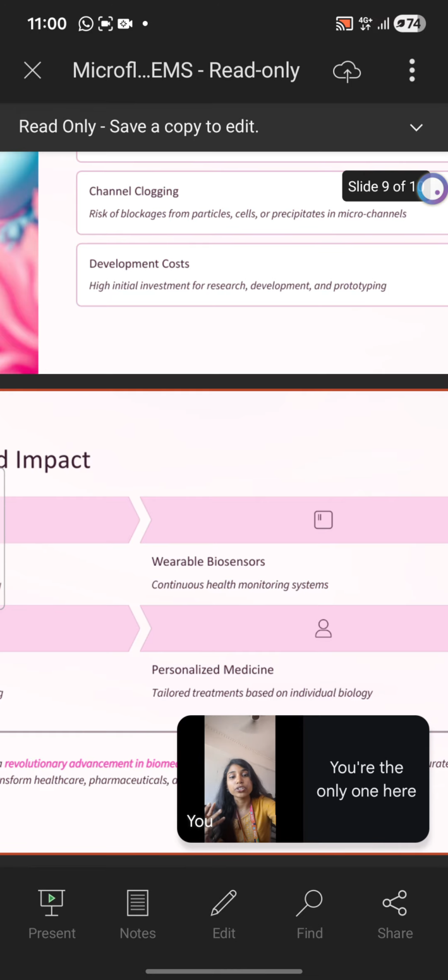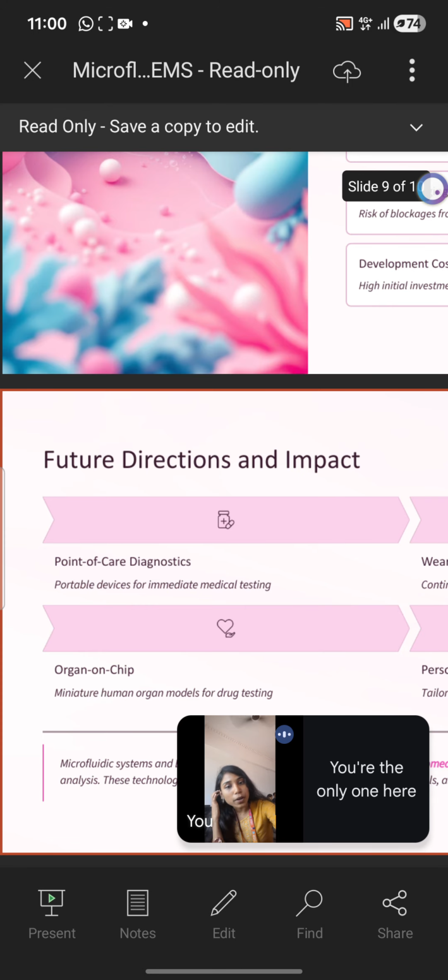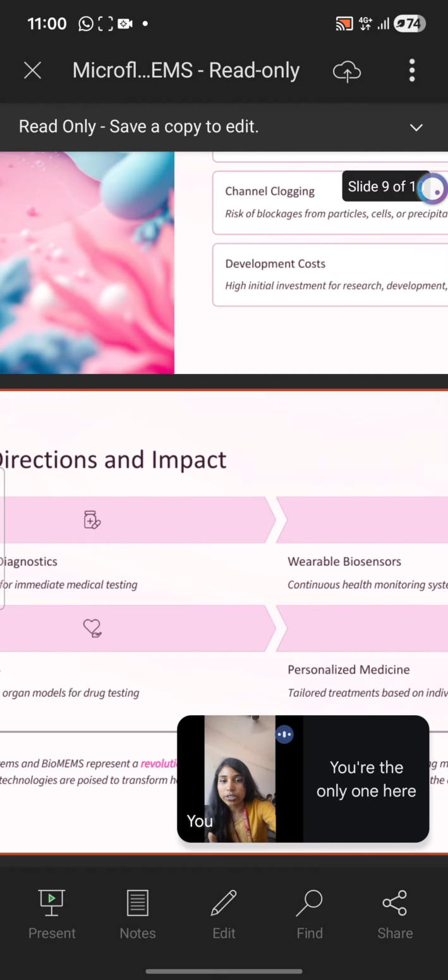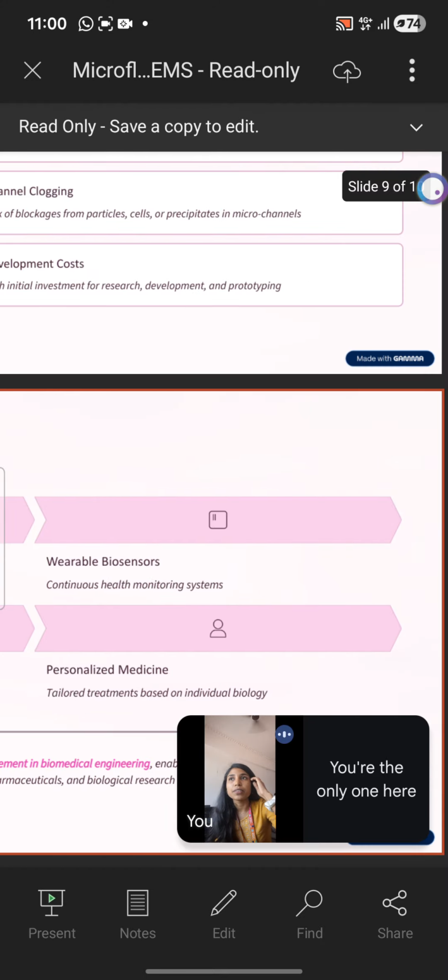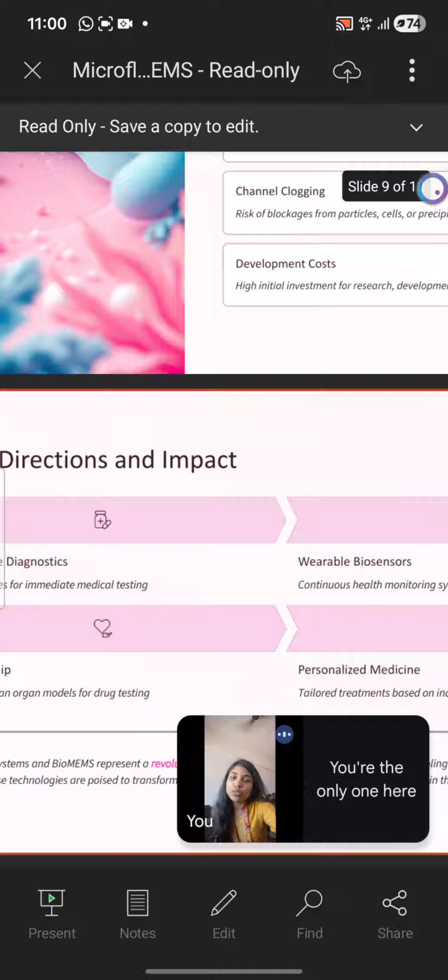Wearable biosensors: we all know wearables like smartwatches, which continuously monitor health. That is what we define here. And organ on chip: in recent developments, we know that MEMS devices are used to pump the heart and function like our organs, right? For these purposes, we use organ on chip. And then personalized medicine: by using all these things, we can personalize what medicines are required for what diseases, based on the user, the client.